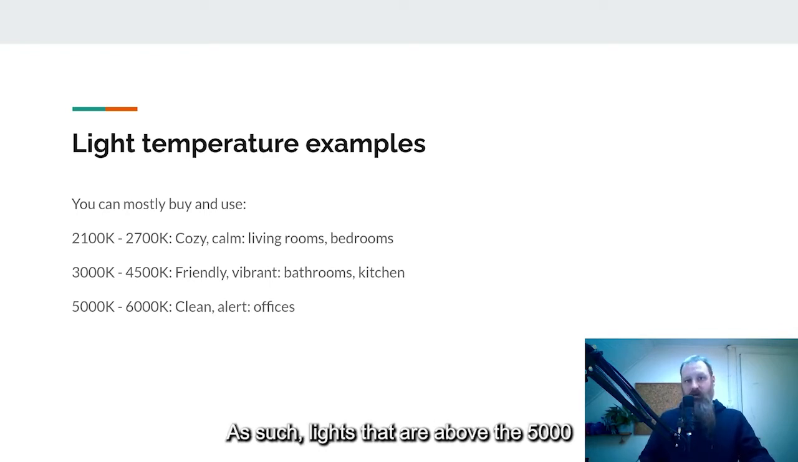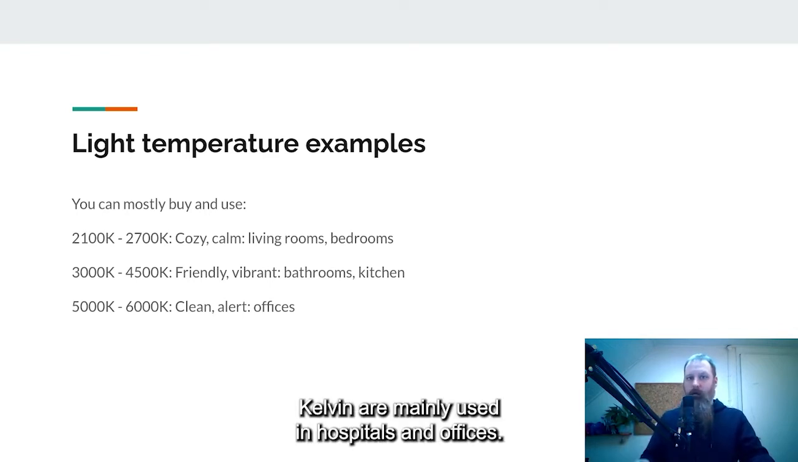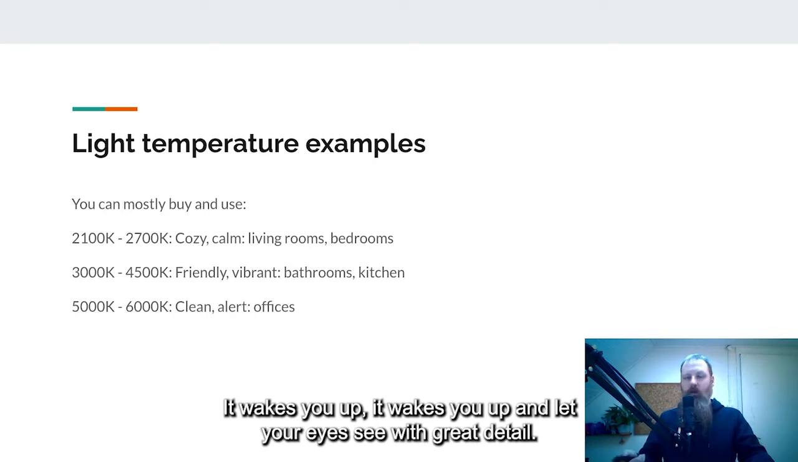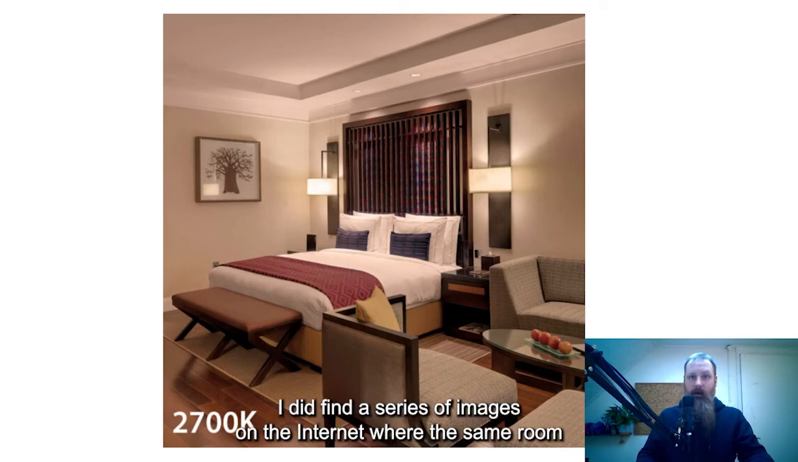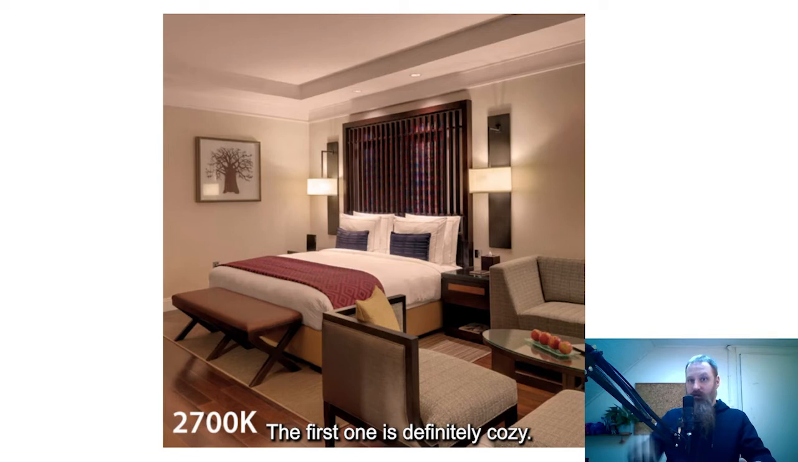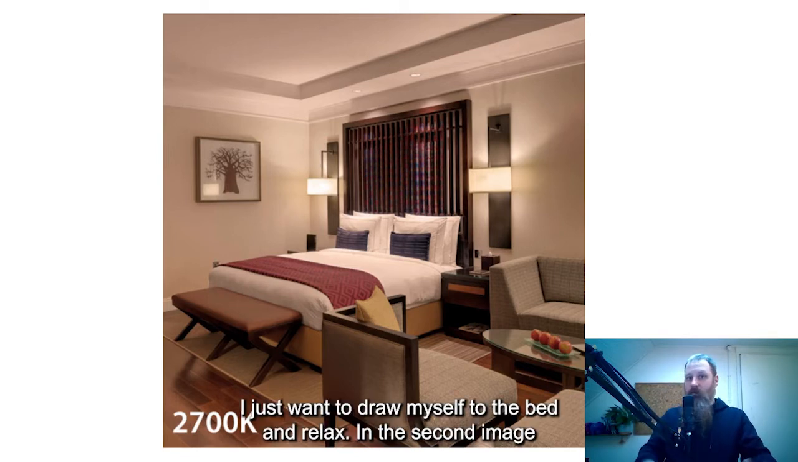As such, lights that are above 5000 Kelvin are mainly used in hospitals and offices. This is because this type of lighting gives off a clean and alert effect. It wakes you up and lets your eyes see with greater detail. As an example, I did find this series of images on the internet where the same room is being illuminated by different color temperatures. The first one is definitely cozy. When I see that, I just want to throw myself on the bed and relax.